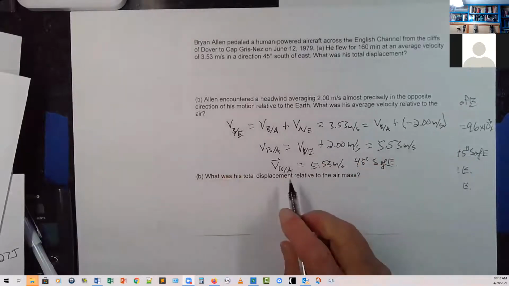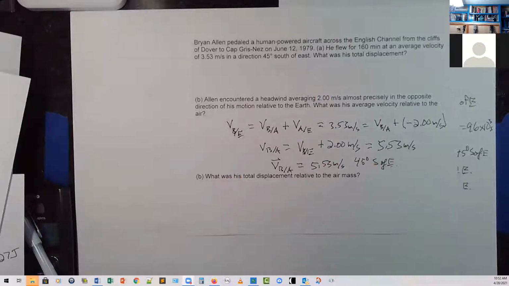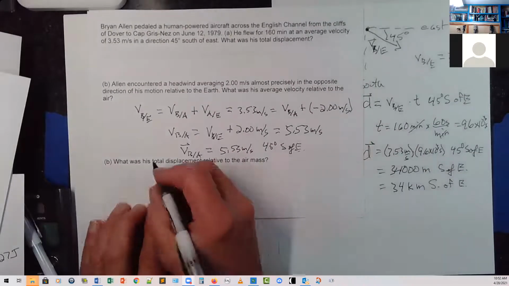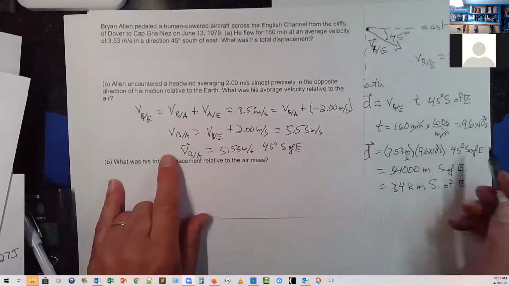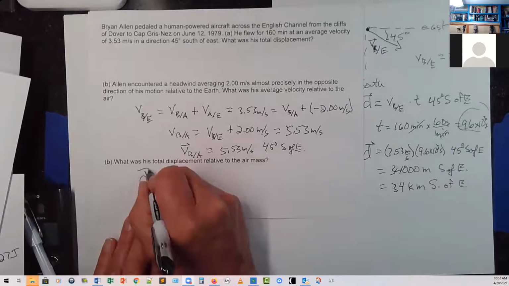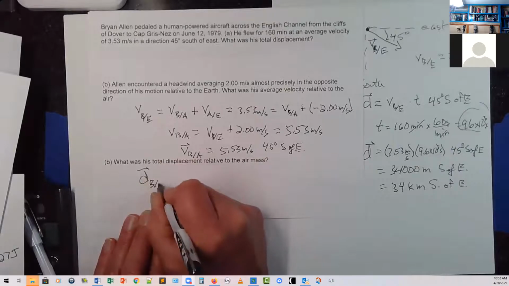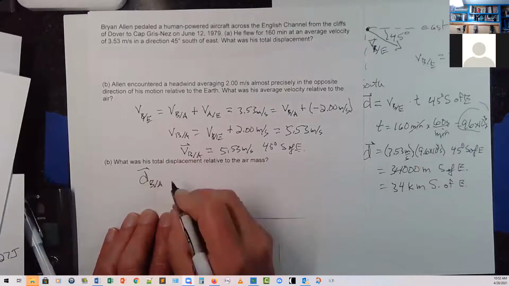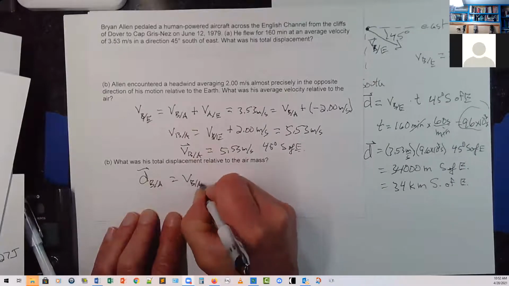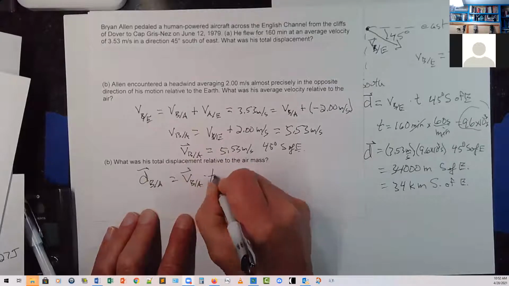So that's his velocity with respect to the air. Well, what about his total displacement relative to the air mass? How far is that? Well, it's going to be that velocity times the same time that we had over here. So his displacement of Brian with respect to the air now is going to equal his velocity with respect to the air times the time.